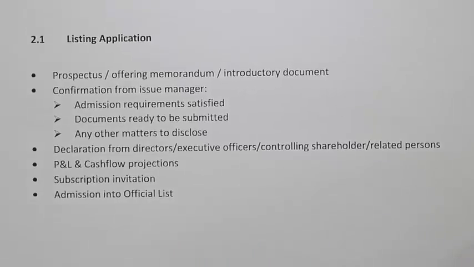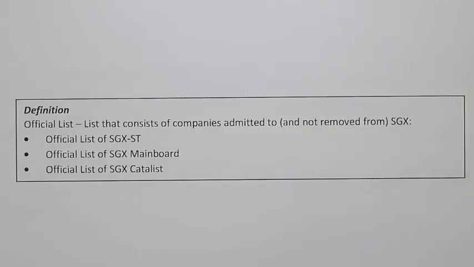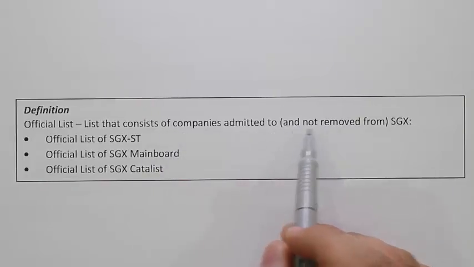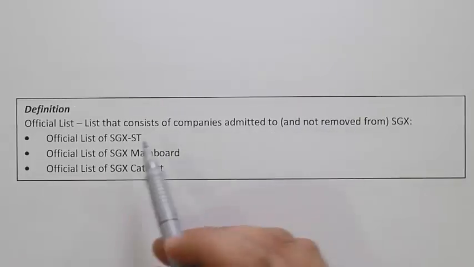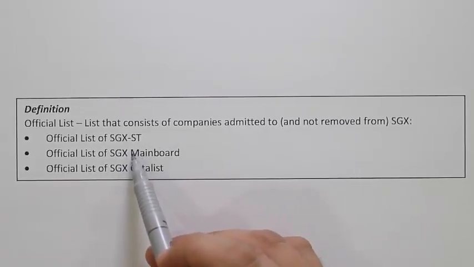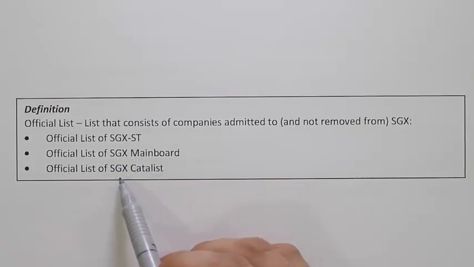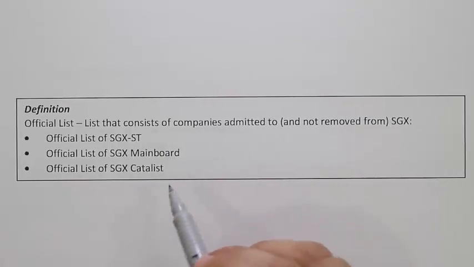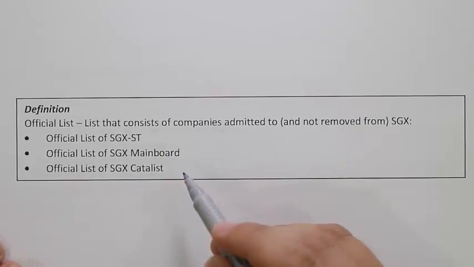So what is the official list? The official list is a list that consists of companies that are admitted to and not removed from SGX. They have an official list for SGX-ST, an official list for SGX Mainboard, and an official list for SGX Catalist. These are basically just lists that tell you which are the official companies that are already in the market.